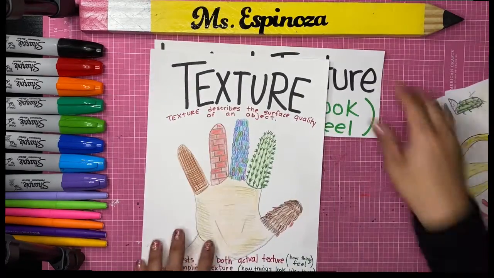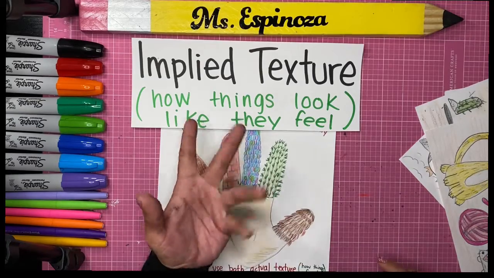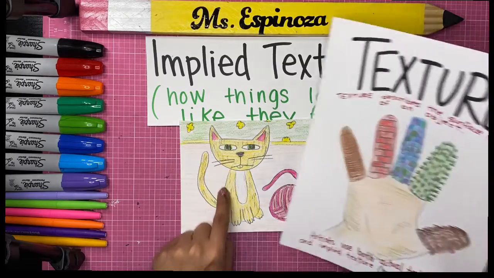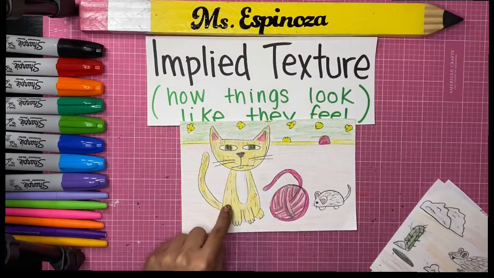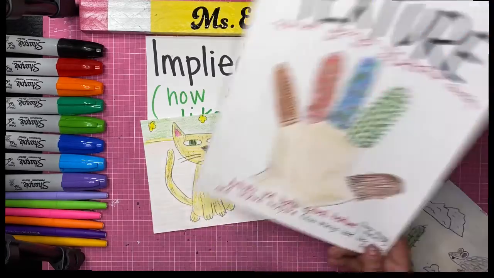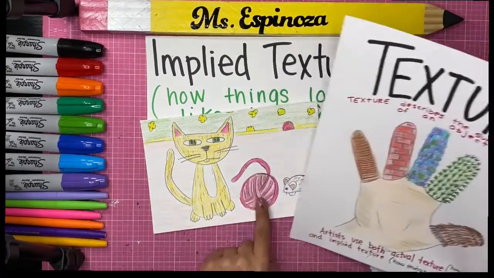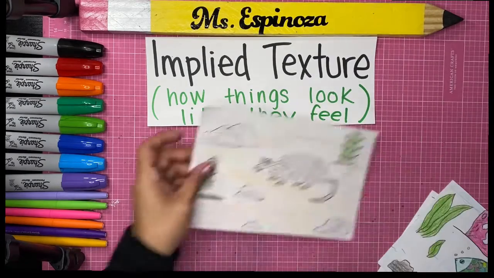Now we're going to talk about implied texture. So implied texture is how things look like they feel. So that is the way we draw it. So now we're going to draw implied texture. So if we draw a cat and we want to imply it has fur, we're going to draw little lines that make it look like it's furry. Just like a mouse or a yarn ball, you can make it look like it has texture.